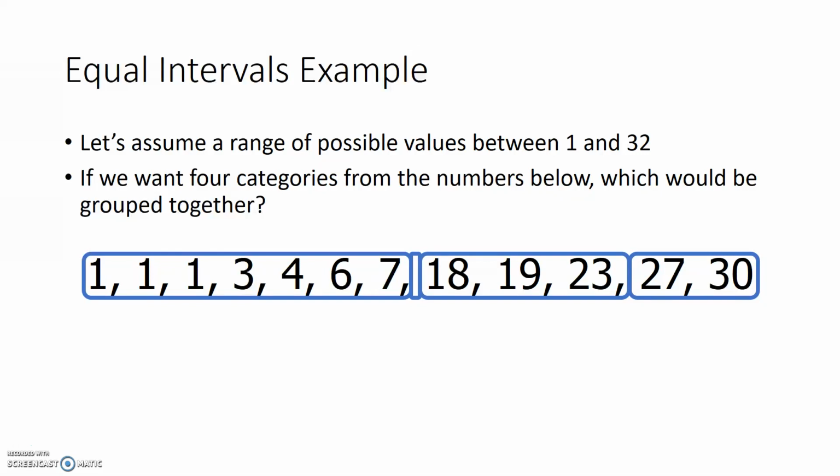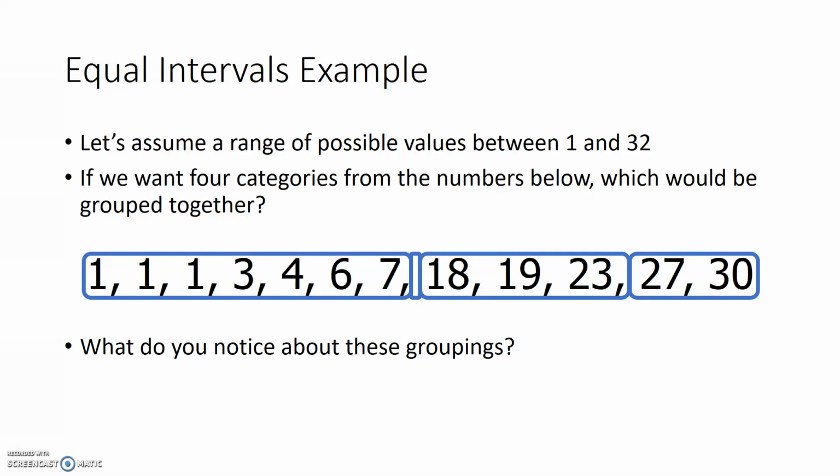We have our first group 1 through 8 that has 7 different values in it. Our second group has nothing at all. So 9 through 16, no values. Then the next grouping has 3 values, and that final grouping has 2. So this is an example using equal intervals.